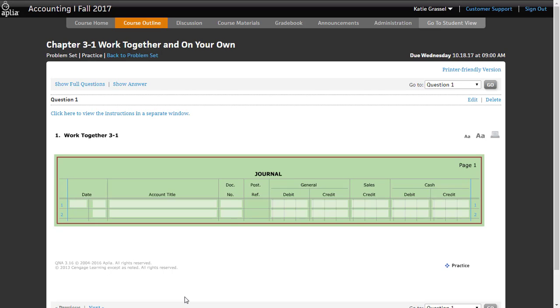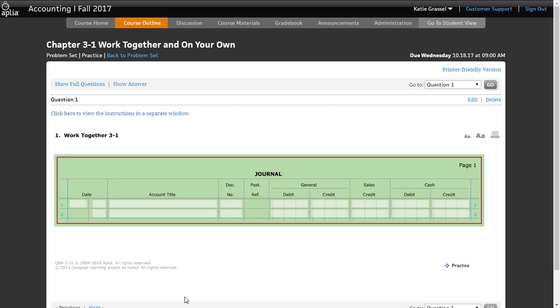And here's the thing. If I use a special column for sales, I don't have to put the word sales here because I already have a column. If I put $500 right here in this column, what does it mean? I've affected sales for $500. So the only time you have to write an account title here is if you use your general columns. Does that make sense?